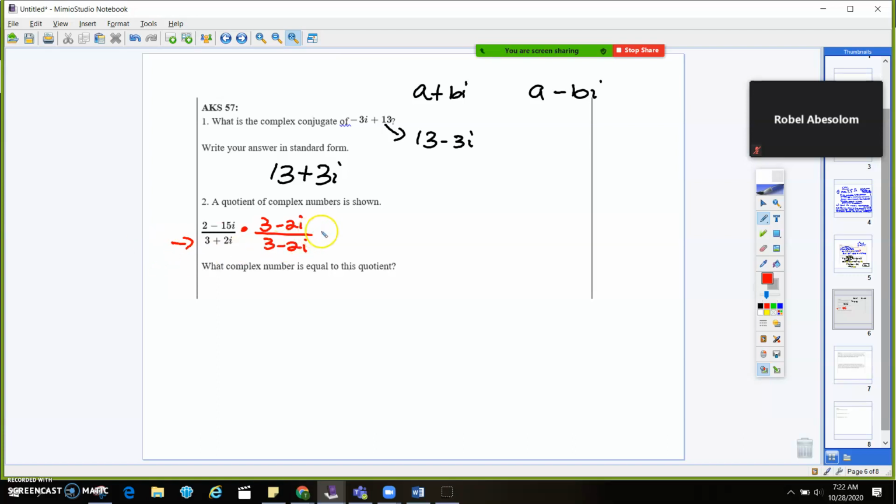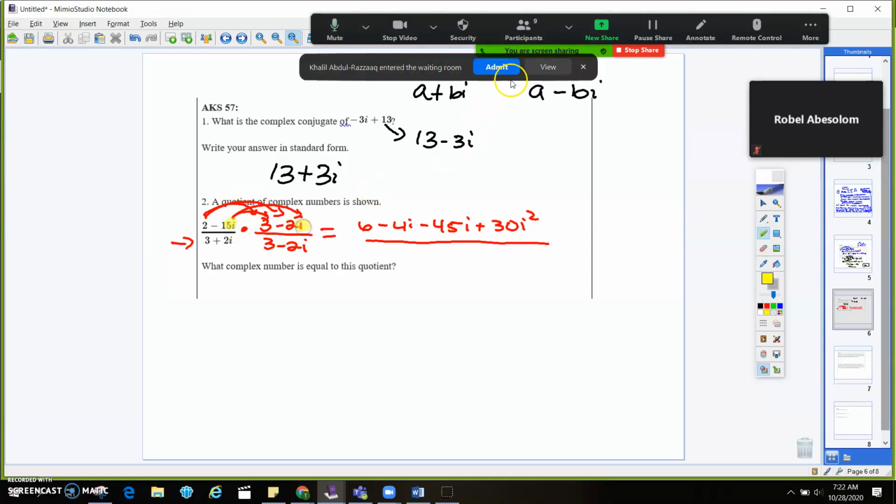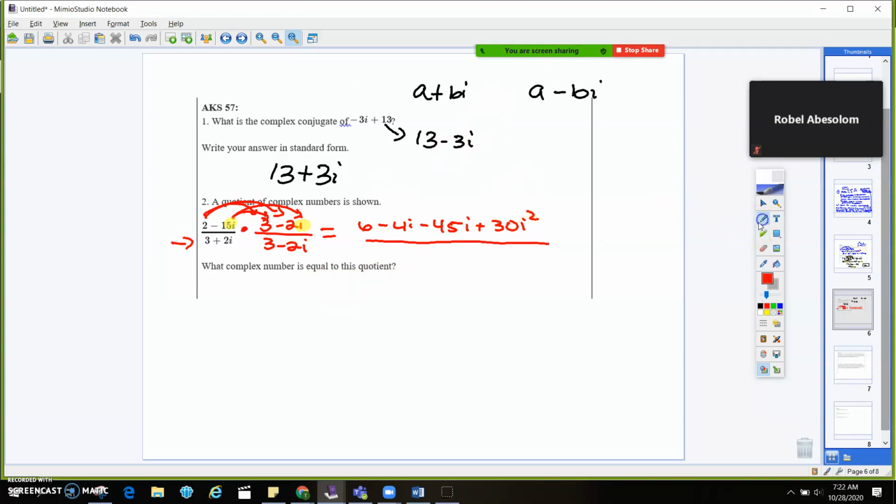Okay, so now we're going to actually multiply this out. So 2 times 3 is going to give me 6. 2 times negative 2i is negative 4i. Negative 15i times 3 is going to give me negative 45i. And negative 15i times negative 2i is going to give me positive 30i squared. A lot of people make the mistake when they multiply i times i. Please make sure that you pay attention to that i squared because it does change your answer.